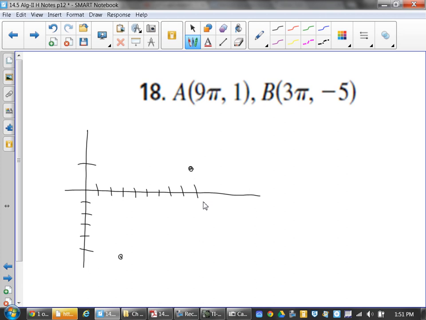Notice this one here, guys. You have a vertical component because your y values are different. What is the midpoint of the two y values? The midpoint is -2. So if the midpoint is -2, that means you've got a k value of -2.